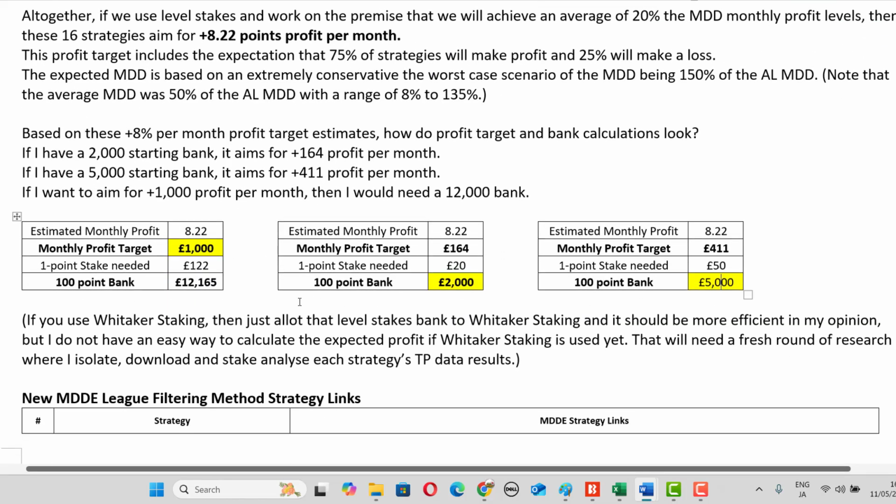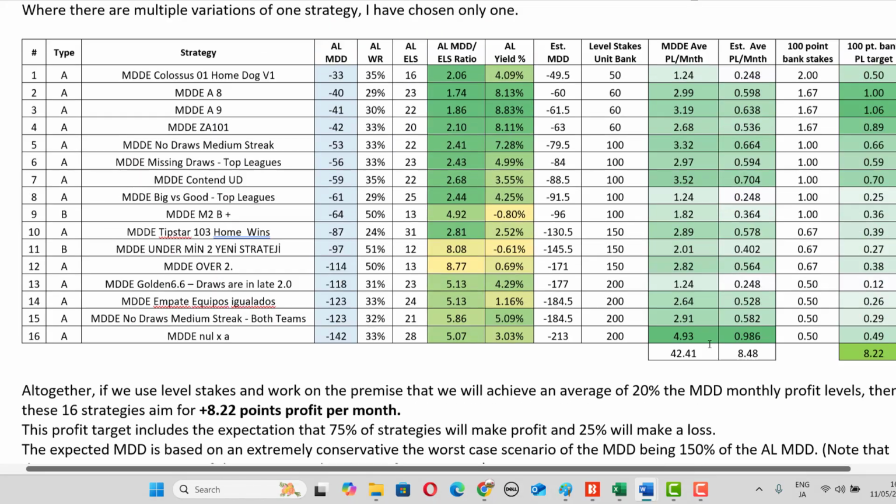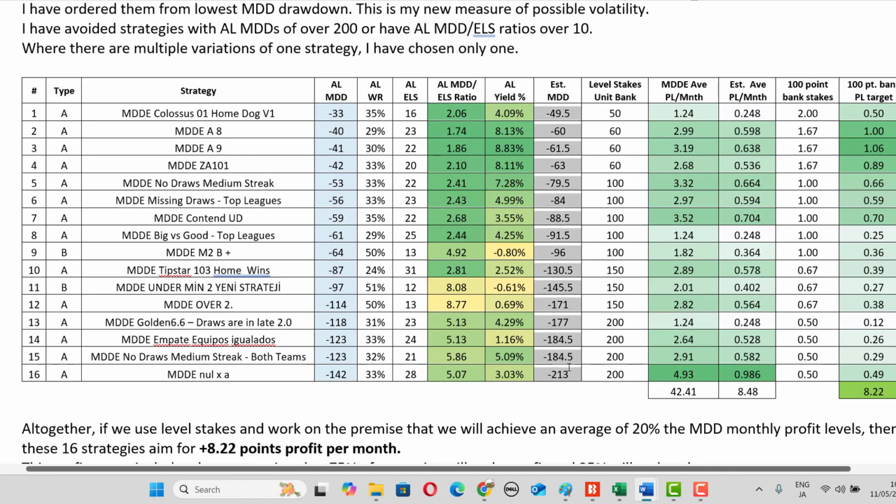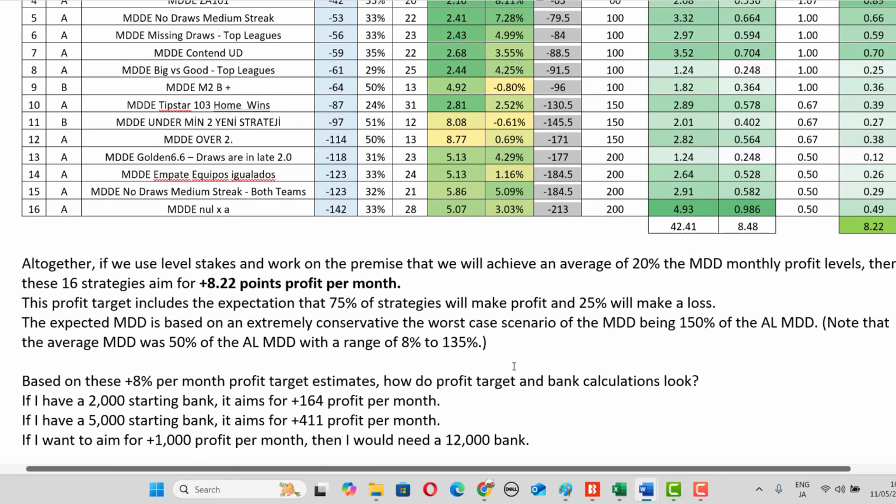So I think my ultimate target is probably to work my way up to a £10,000 bank and aim for £800 a month or something, or £1,000 a month. But at the early stages, maybe a little bit lower, like £5,000. I'll see what I can get. These are really conservative numbers, to be honest. I'm being super negative here. I'm taking the All Leagues maximum drawdown and timesing it by 150%, when the average is 50%. So I'm being so negative here.